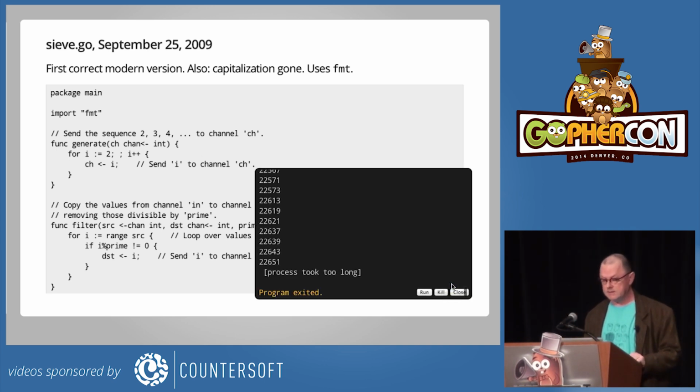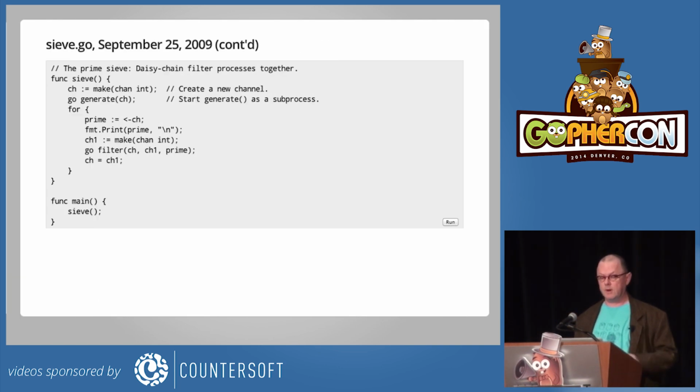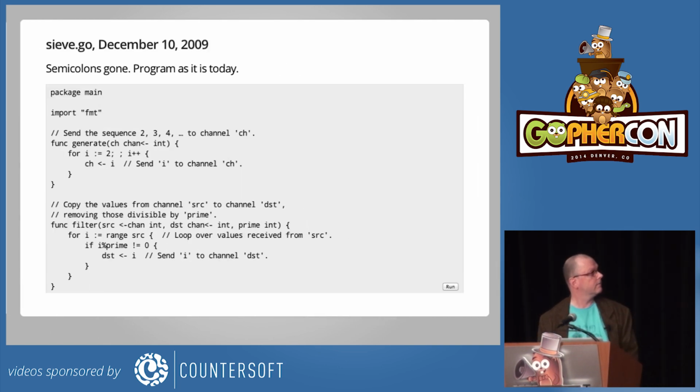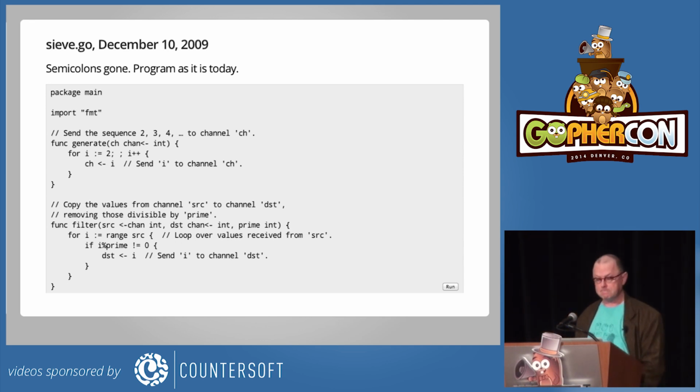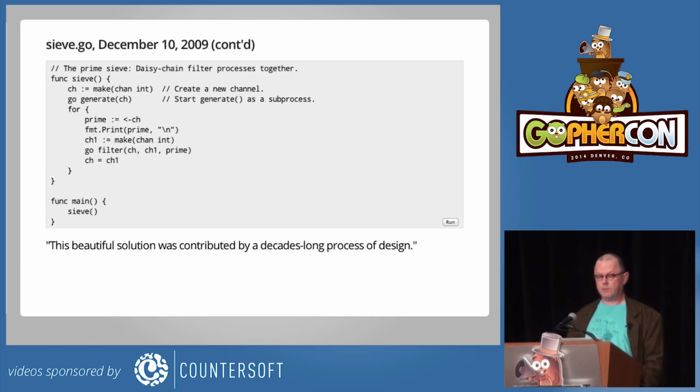And this is modern Go except for the semicolons, which went away on December 10th, 2009 in the great semicolon purge. So this is the program that you can recognize all the way back to NewSqueak, really. But it mutated very slightly, but converged fairly quickly. The piece that's important here is that the historical refinement of languages, through thinking about the ideas that are there, is again this process of history and decision process and time to get us to here. So this beautiful solution was contributed by a decades-long process of design.